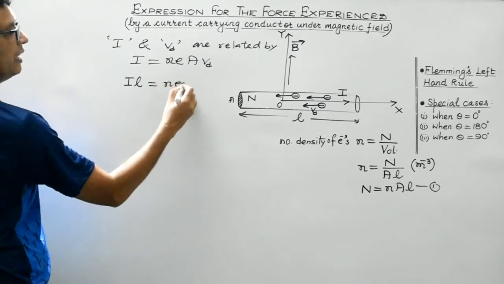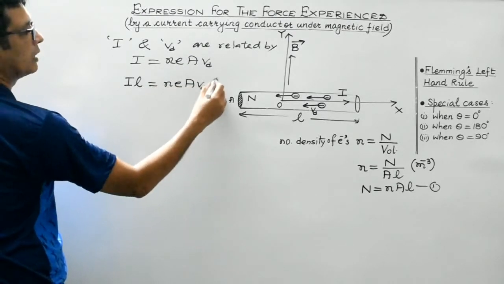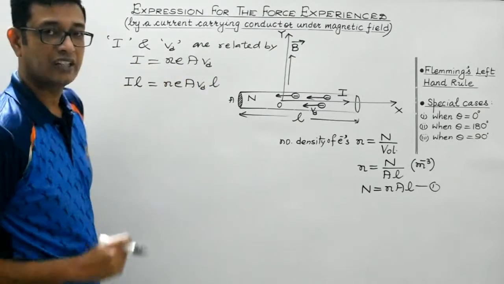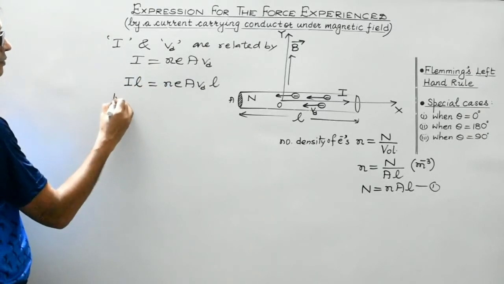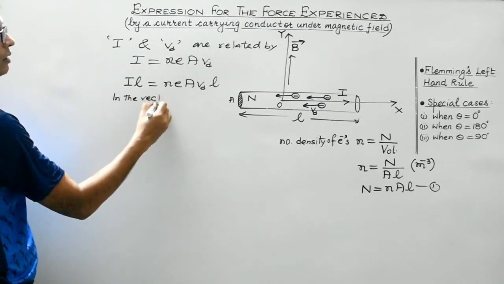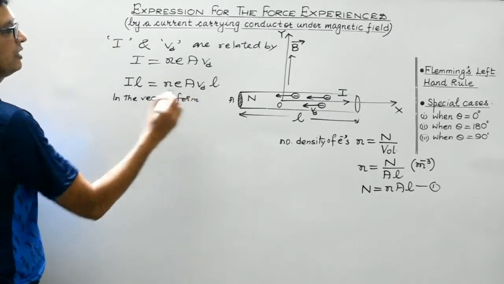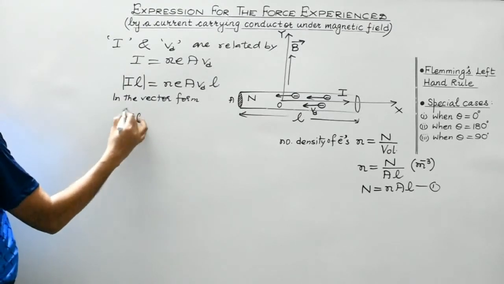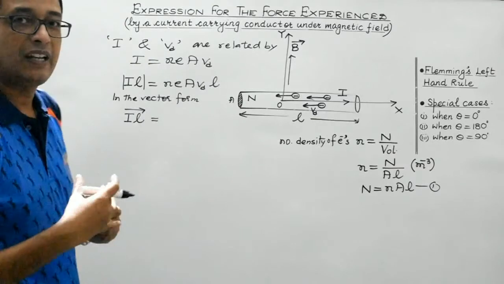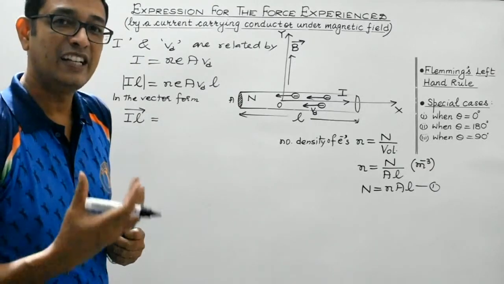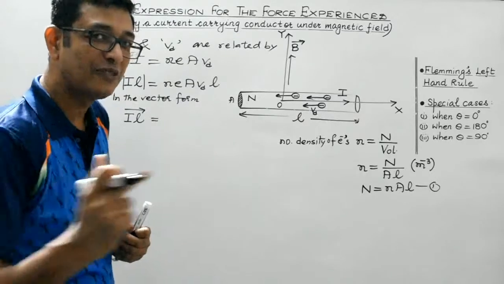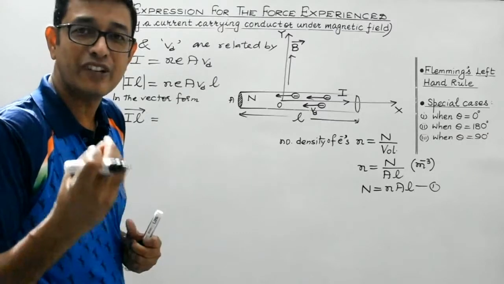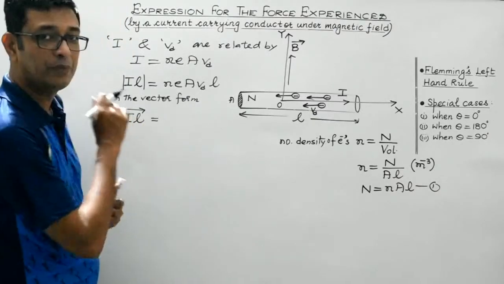So what we get is NEAVd multiplied by L. Now this is a vector and this Vd is also a vector. So in the vector form, we can write it like this. This is in magnitude, right? So in the vector form, this becomes current element, current multiplied by length. That is the current element, always measured along the direction of the flow of current. Magnetic field at a point is due to the current element, which is a vector quantity. SI unit obviously would be ampere meter.